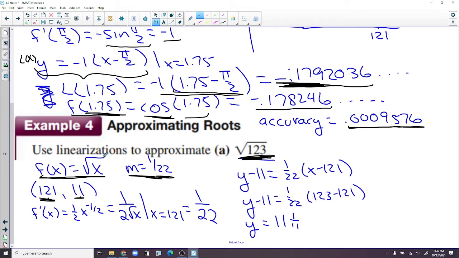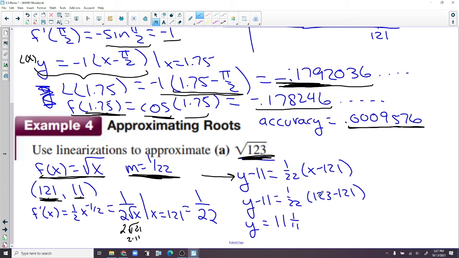So the derivative of this function is 1/2 x to the negative 1/2. Well, that sends that down to the denominator. And we plug 11 in, and we get 1 over 2 times square root of 121. That's 2 times 11, so that's 1 over 22. So there's the slope. Well, this is the linearization.